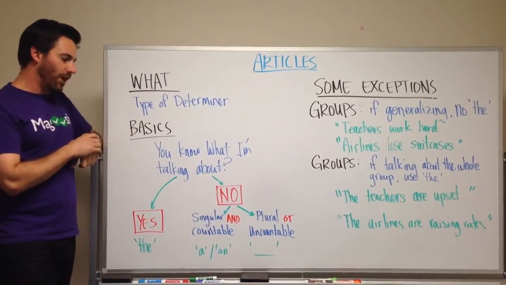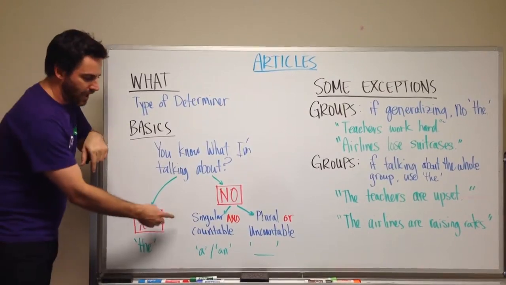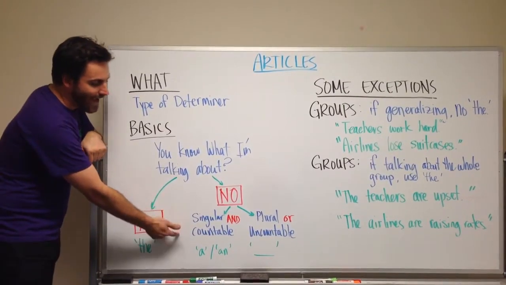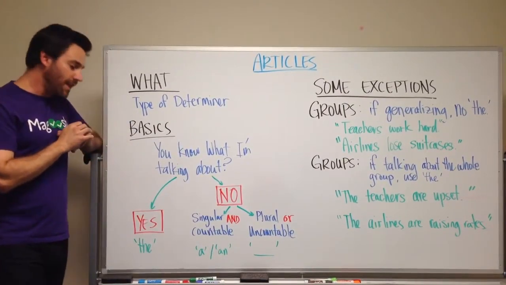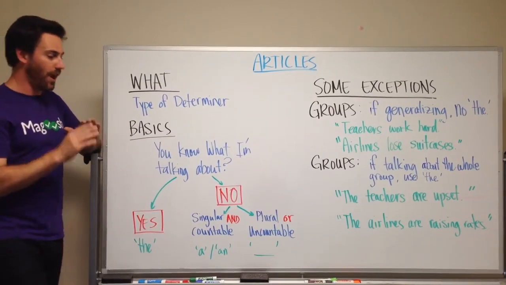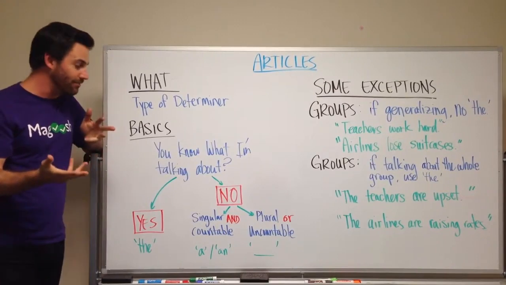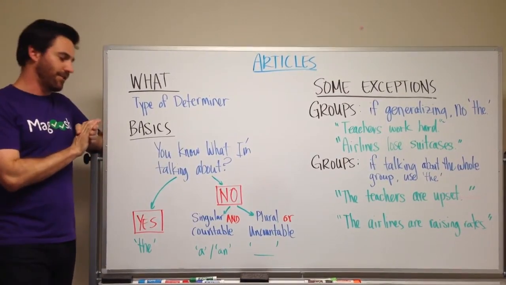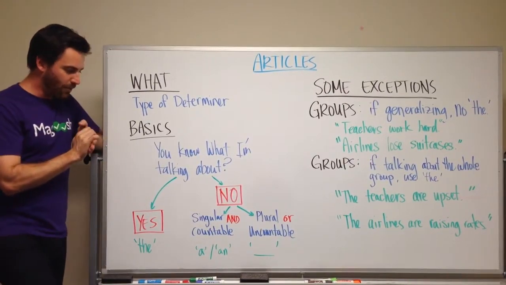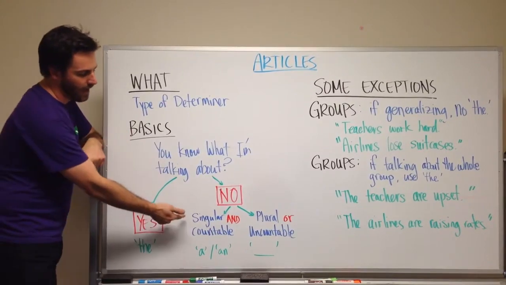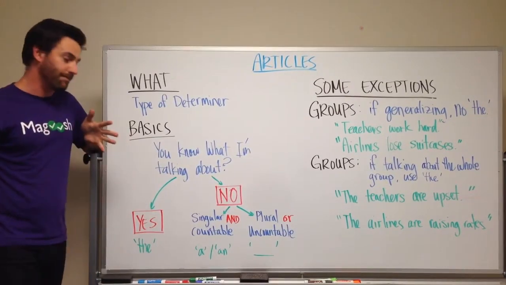And we need to consider one other point here too. Is the noun singular and countable? Then we're going to use a or an. So with the dogs, we'd say, can you feed a dog? Which sounds kind of funny. But dogs are countable, and it's singular, so we'd use a.